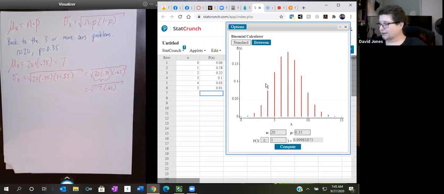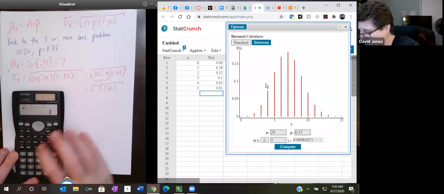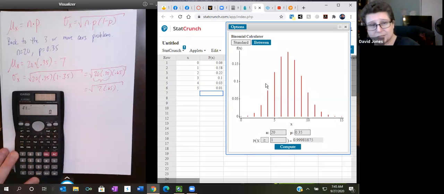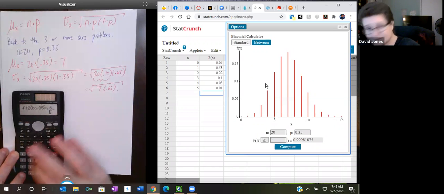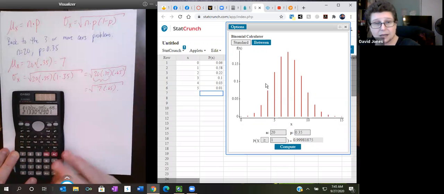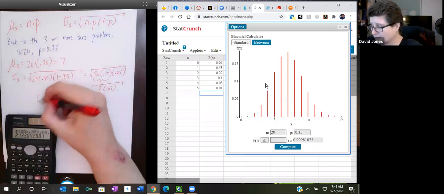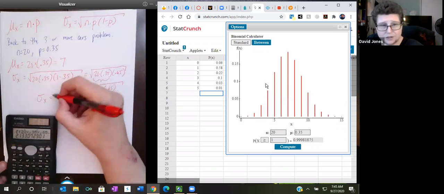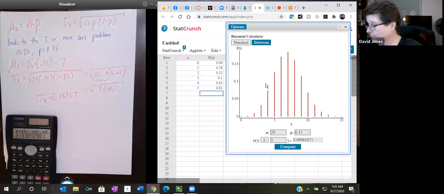Or you could do it all in your calculator all at once. I'm going to say square root. I'm going to use parentheses so it knows that I want everything underneath the square root. 20 times 0.35 times 0.65. End parentheses. Standard deviation here: 2.13307.